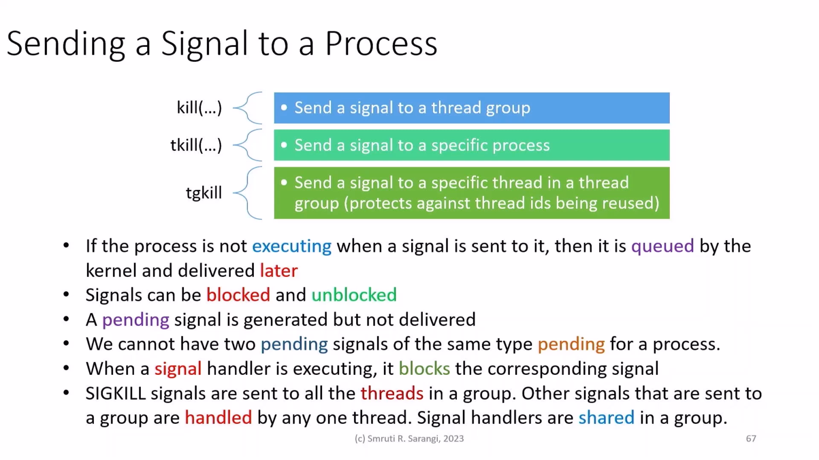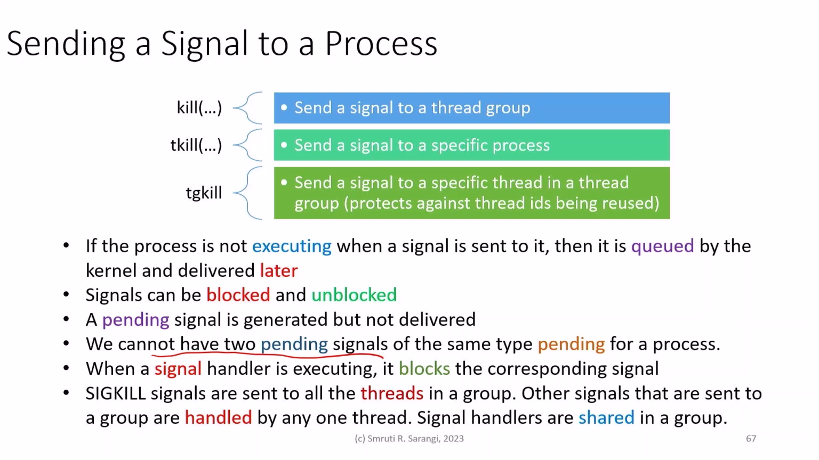Similar to soft IRQs, we cannot have two signals of the same type pending for a process. That is not allowed. Which means that if a process is sleeping and repeated signals of the same type are sent, you can't have multiple signals of the same type pending. So think of that as a safety to limit the storage sizes within the kernel. All right, so this is a restriction.